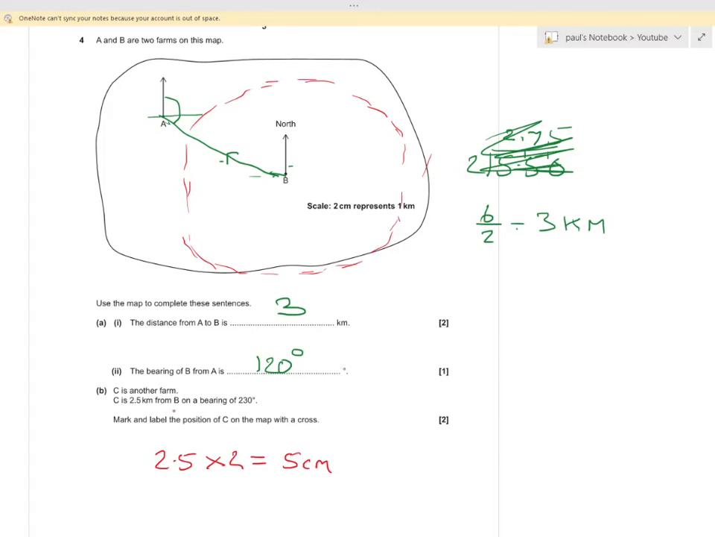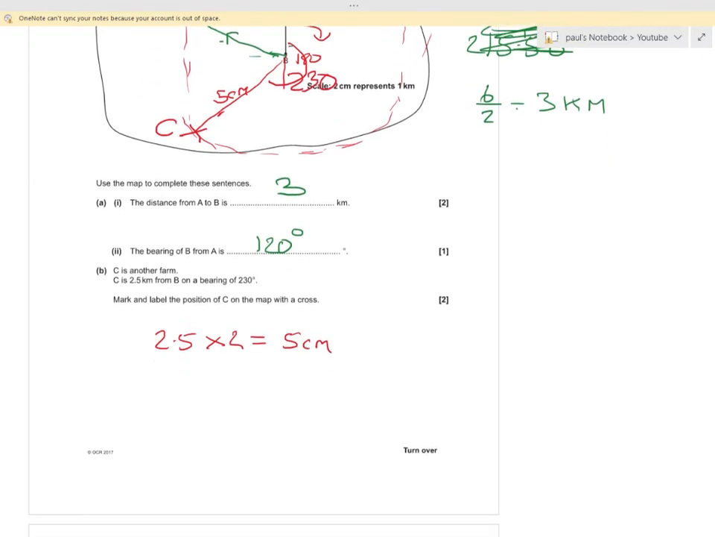Sorry. Now we've got a bearing of 230, so that's from B, 230, so that's 180 because we go around clockwise. 230, so we'll need another 50 degrees. 50 degrees from there to there is about down there. So we're going to go there, and this angle here is going to be the 230, and this length is going to be the 5 centimetres, and this point here is going to be C.